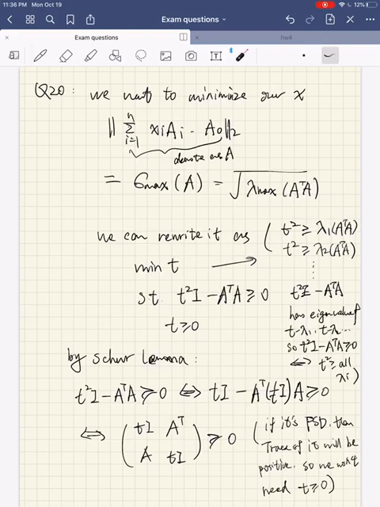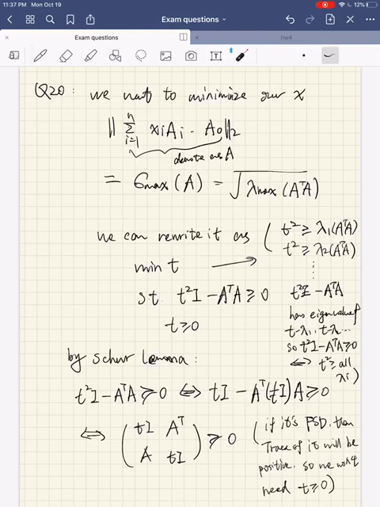This matrix has different eigenvalues. So basically, we know that the matrix norm is actually equal to the singular value of A, which is the maximum singular value of A, which is actually the square root of the maximum eigenvalue of A transpose A.